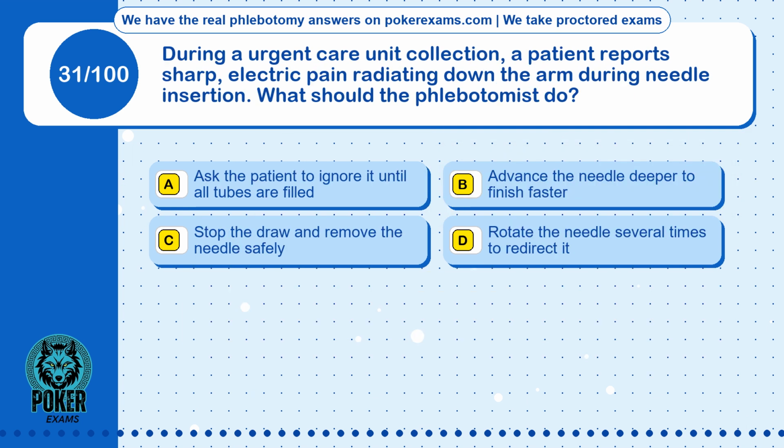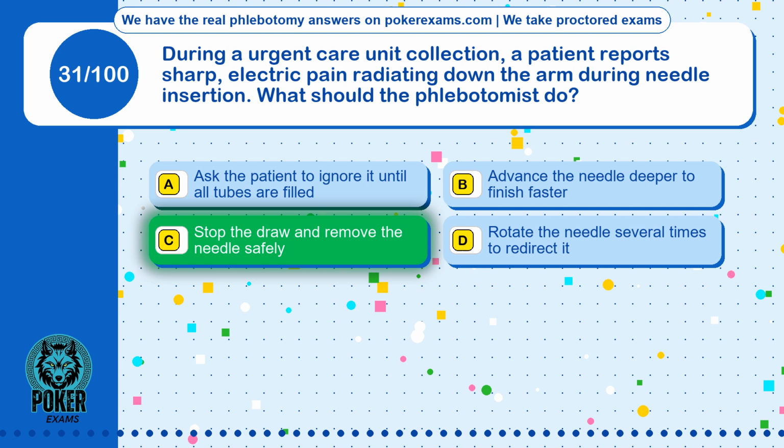Question 31. During an urgent care unit collection, a patient reports sharp, electric pain radiating down the arm during needle insertion. What should the phlebotomist do? Option A. Ask the patient to ignore it until all tubes are filled. Option B. Advance the needle deeper to finish faster. Option C. Stop the draw and remove the needle safely. Option D. Rotate the needle several times to redirect it.